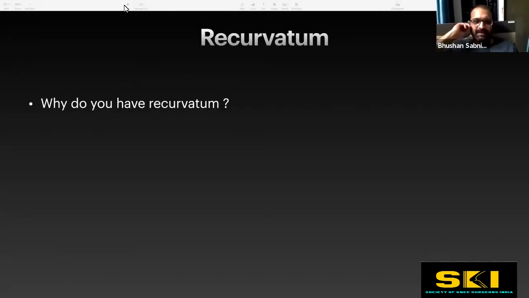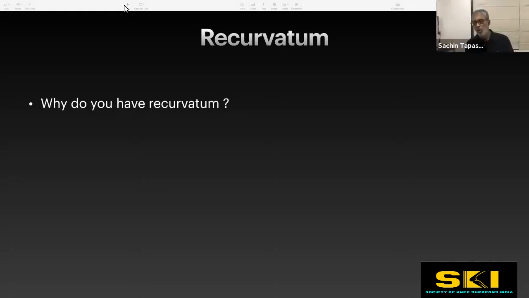Genu recurvatum can be either a genetic thing or because of the excessive slope on the tibia, which can lead to hyperextension. It can be due to hyperlaxity, or it can be due to chronic laxity, but this is unilateral. If it is bilateral, then it's more likely to be genetic, or it can be due to alignment issues like excessive slope in the tibia. So what is an excessive slope and how does an excessive slope lead to recurvatum?